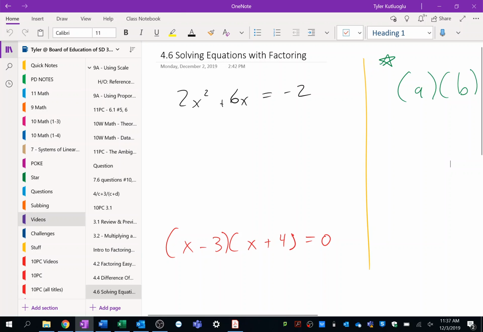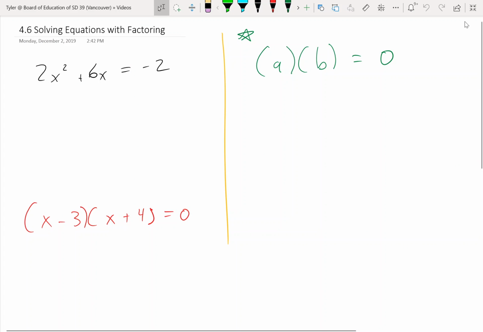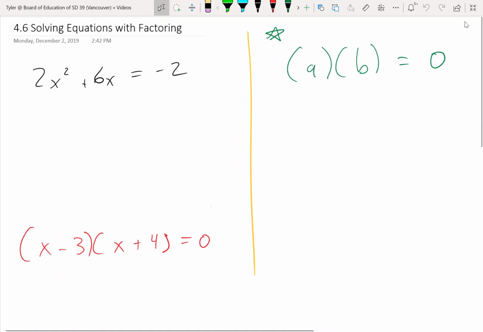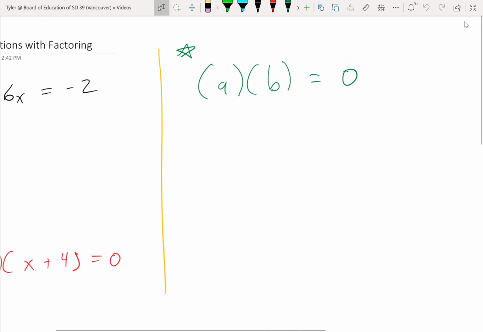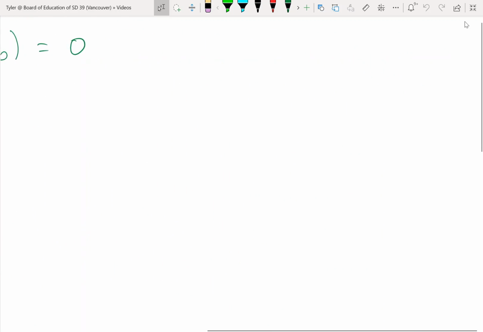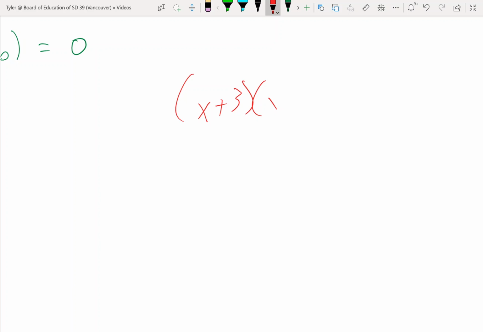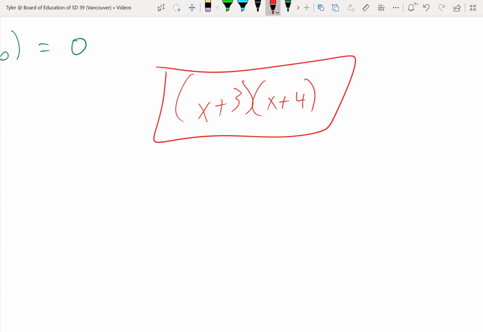All right, so for the last concept we're doing factoring, it's solving equations that involve factoring. So these are the types of questions we're going to be dealing with. I just want to show you really quickly. Most of the stuff you've been doing thus far, if you factor it, let's say you got x plus 3, x plus 4. Let's say that was your factored trinomial. This was usually our answer.